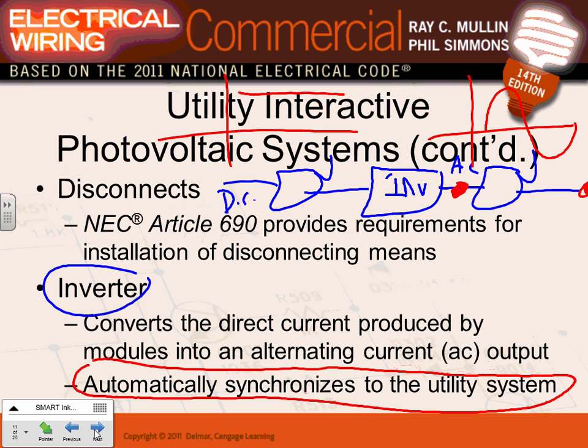Any comments, any questions about disconnects and inverters as part of the photovoltaic system?